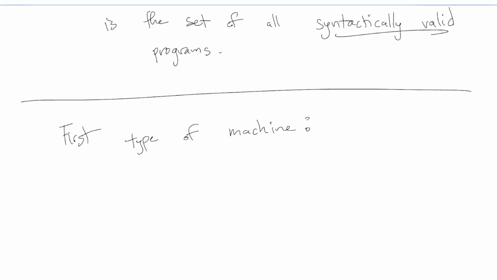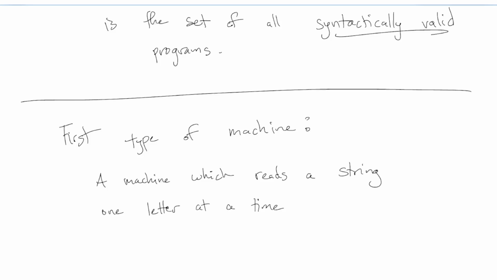But our very first type of machine is still something that is manifestly useful in the context that I've been talking about, and that is a machine which somehow reads a string one letter at a time. Of course, this is how a real computer works when it reads your code. We usually don't think of it in this way, but a real computer does have to read your code one letter at a time. It somehow assembles things into meaningful chunks.